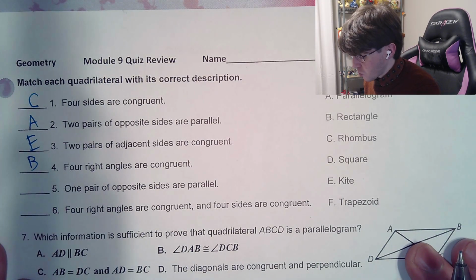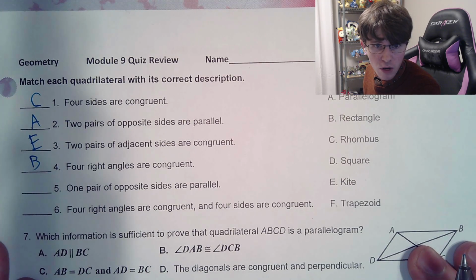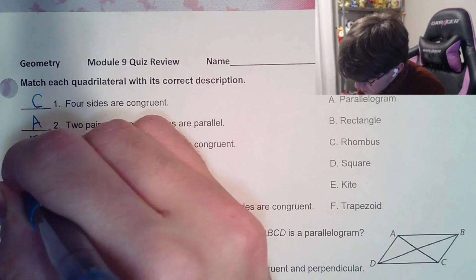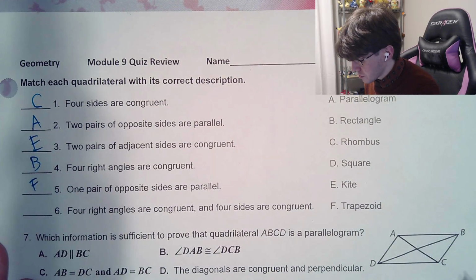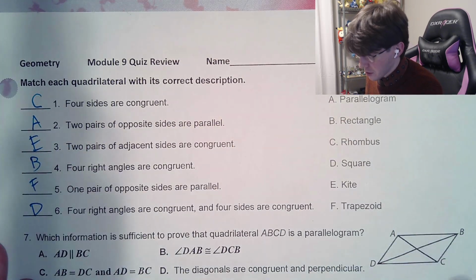And then number five, one pair of opposite sides are parallel to each other. So one pair of opposite sides being parallel is going to be called a trapezoid. And I guess four angles are congruent, four sides are congruent. That's going to be a square, just like I was talking about earlier.